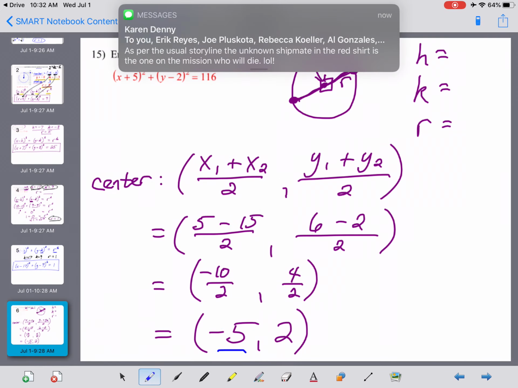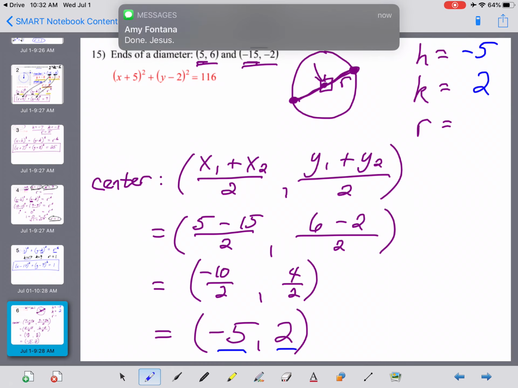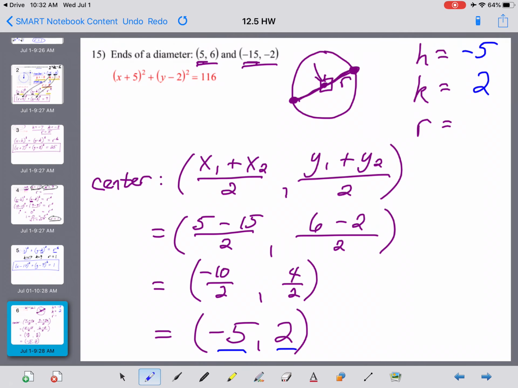That's your h value. That's your k value. Negative 5 goes right there for h. 2 goes right there for k. So that's progress. Okay? Now at that point, it's probably easiest to treat this the way that we did the last problem. We now know h and we know k, and we know that there are actually 2 points here located on the circle. I'm going to deal with this one right here, 5, 6, not the one that has negatives in there, and we're going to try to find r.